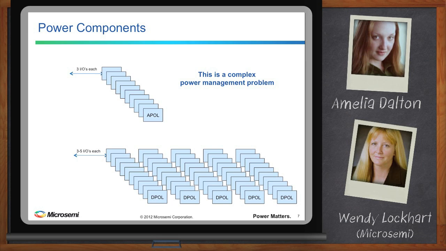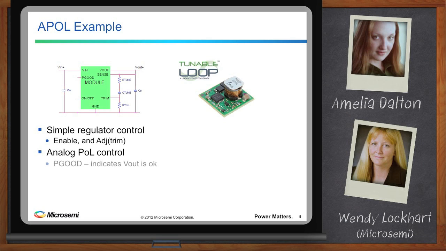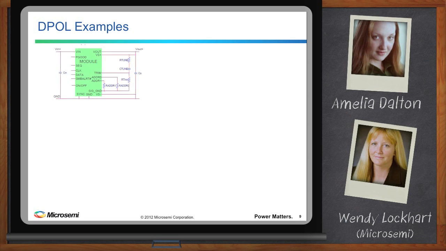Okay, Wendy, so what's the difference between an analog and a digital point of load from a power management point of view? A simple regulator would have an enable and an adjust or trim pin for the most basic interaction. The analog point of load, in some cases, adds the PGood or power good output to send status back to the power manager. A digital point of load has significantly more I/O.